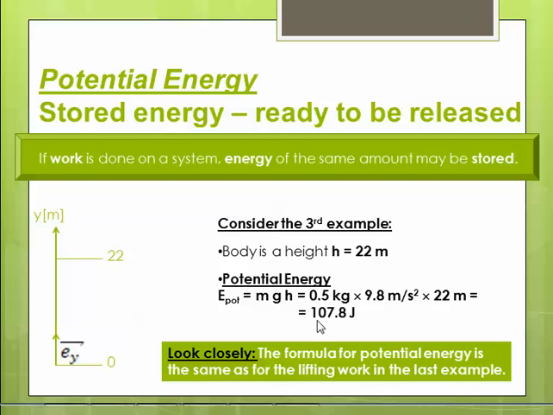Now please look closely. The formula for the potential energy, as given here, is the same as for the lifting work in the last example. Remember how we calculated the lifting work in the last example? We need to consider the lifting force and the displacement. The lifting force was m times g. Here it is. The displacement was h. Here it is. So the formula for the potential energy is the same as for the lifting work.